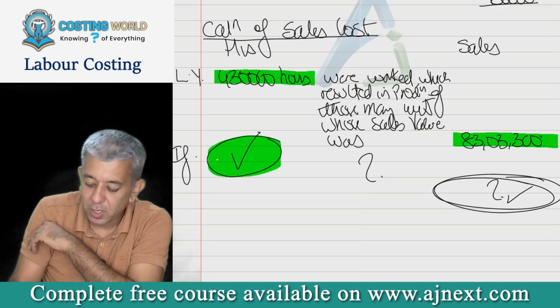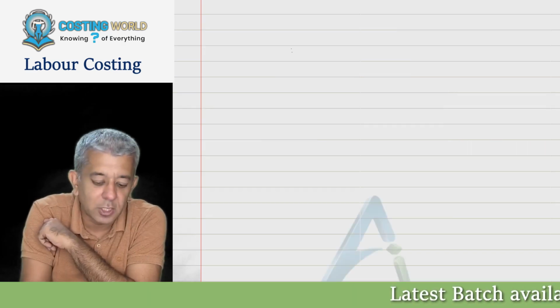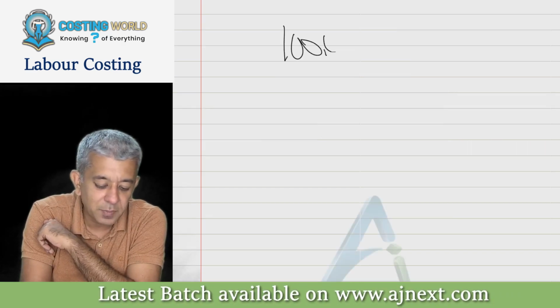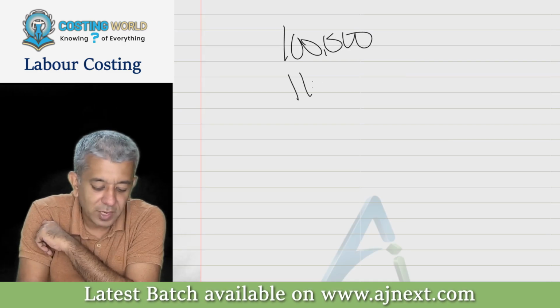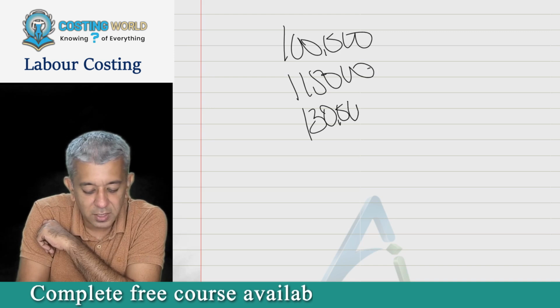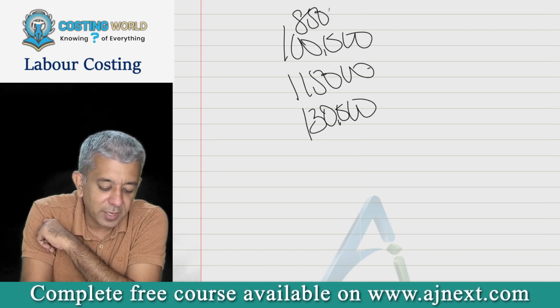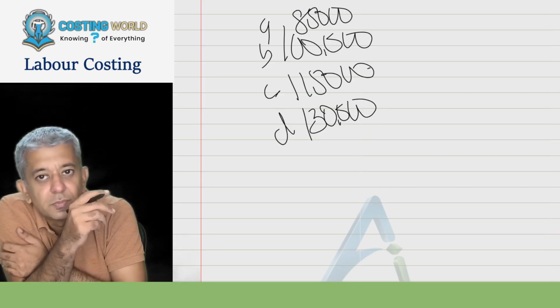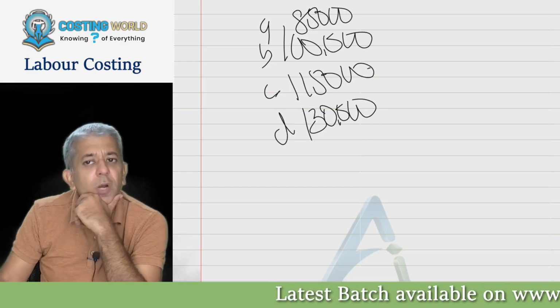1,15,000. Okay, we play KBC for the third time. Will the answer be 1 lakh? Will the answer be 1,15,000? Will the answer be 1,30,000? Will the answer be 85,000? A, B, C, D. Reply. Shout, please.